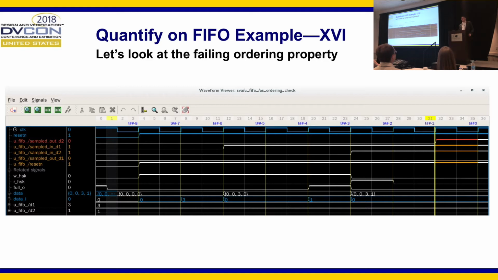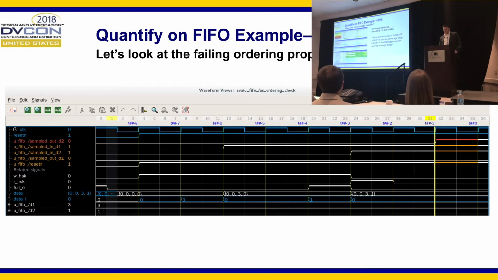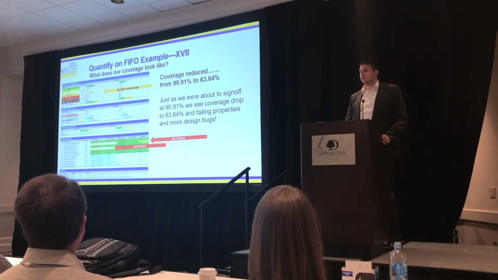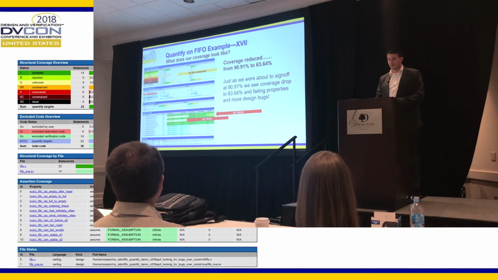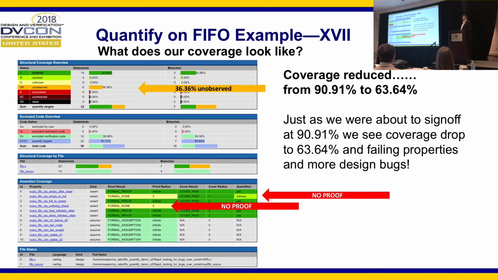Okay, so let's quantify this again with this assertion set. And if we do, well, guess what? We were comfortably at 90%, ready to pack up and go home, and boom, we're back at 63. Right? So it's not that easy as it seems. Of course, we have no proofs for these 2 assertions. We need to fix them.